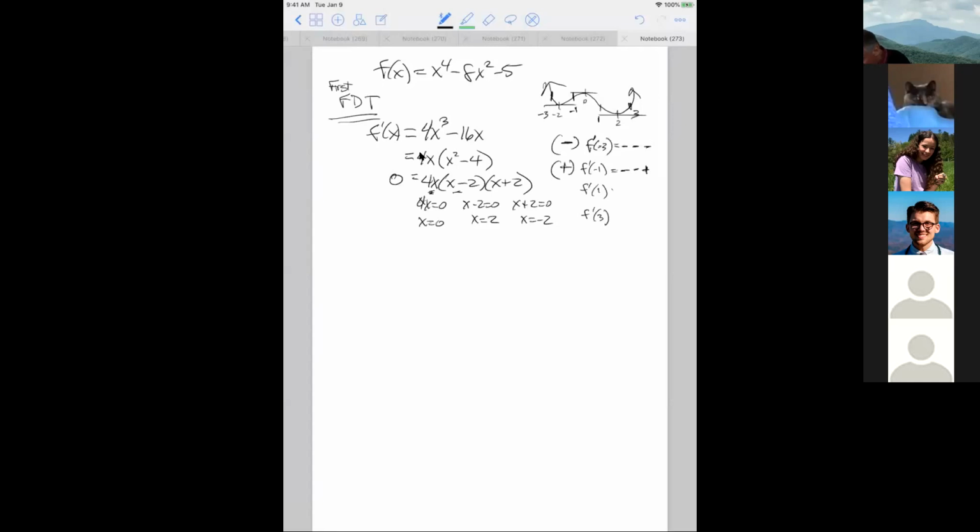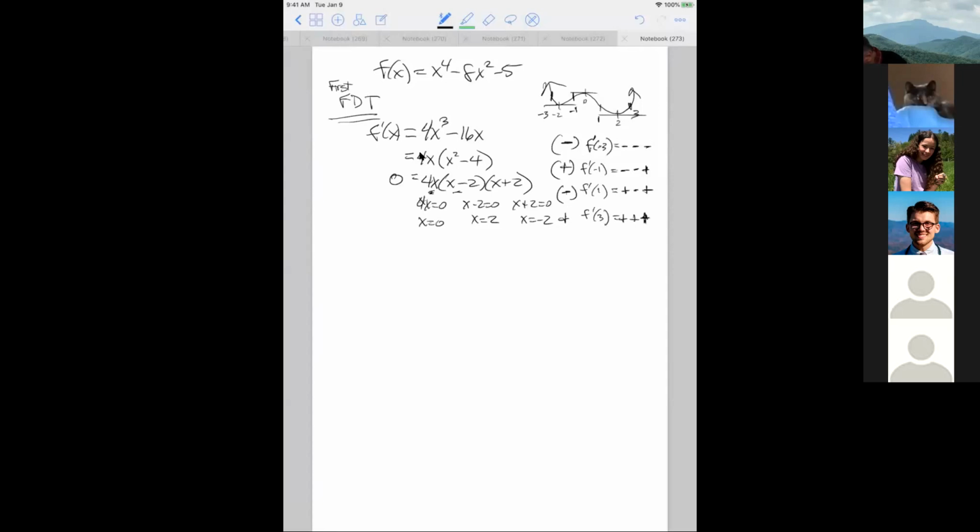Look at f prime of 1. Plug it into 4x, I get a positive. Plug it into x minus 2, I get 1 minus 2, that's a negative. Plug it into x plus 2, I get a positive. I get 1 negative, that's a negative. Plug in 3, I get 12, I get 1, I get 5. Okay, that's a positive. So notice by putting these in order, I put the -3 first so I can do it in sequence here.